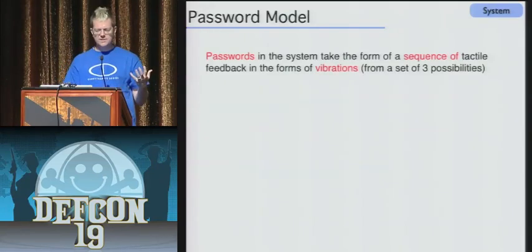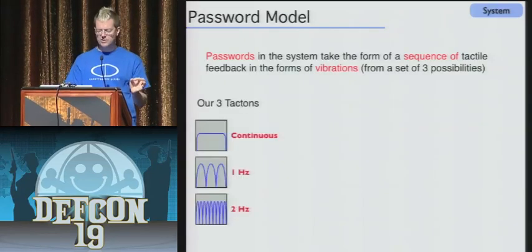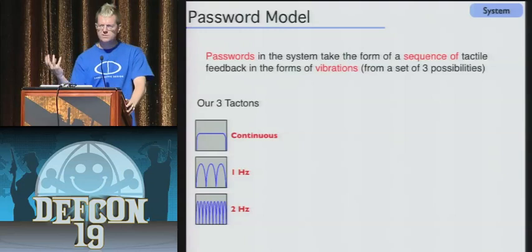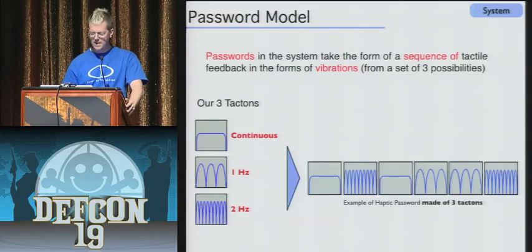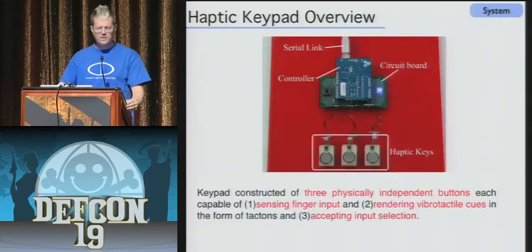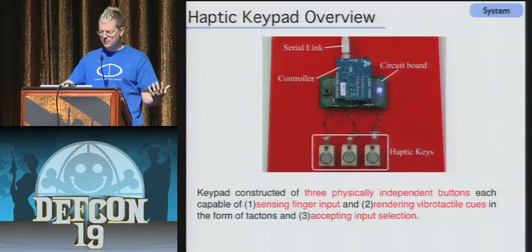So in this system, we have three possible tactons: a continuous buzz or continuous vibration, a 1 Hertz pulsing, and a 2 Hertz pulsing. And these different modes are pretty easily distinguishable with the fingers. And so you can make a password out of a sequence of these tactons. And here's a prototype of a haptic keypad that uses them.